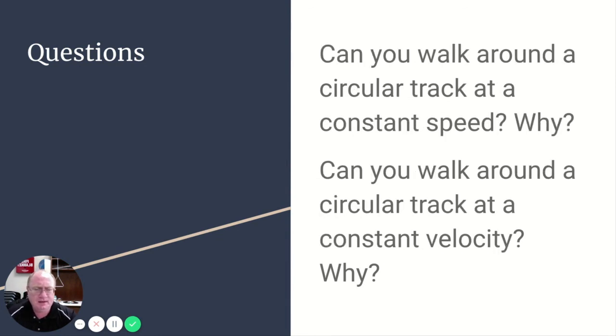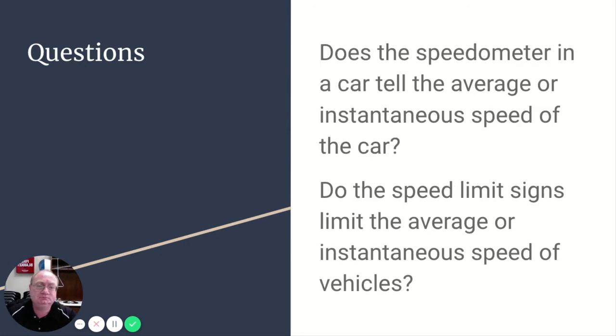Another thing is if you're walking around a track, can you walk around the track at a constant speed? I can say, yeah. Basically, you can keep your same pace all the way through, so you walk around the track at a constant speed. But could you walk around a track at a constant velocity? That one's not going to work out because as you round the curves, you're changing your direction. You may keep the speed the same, but you're changing direction, so that means you're changing your velocity.